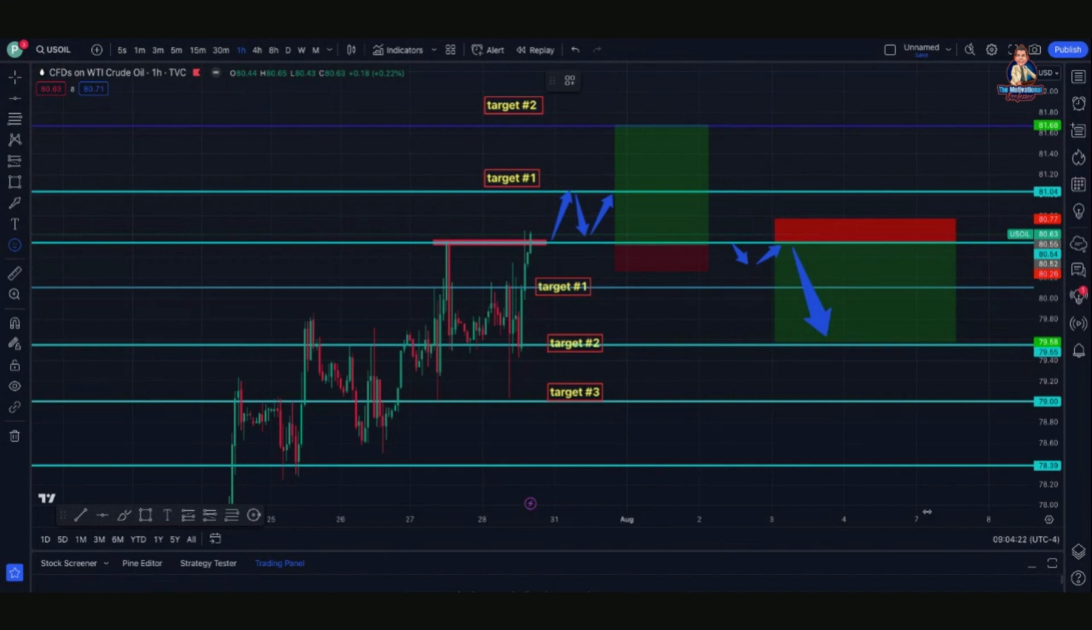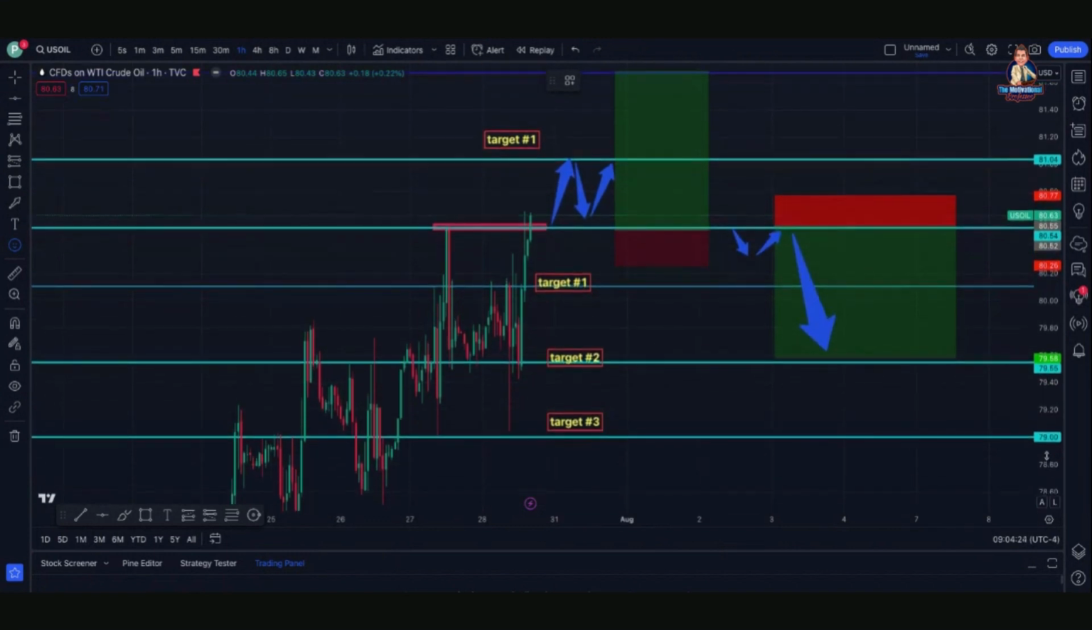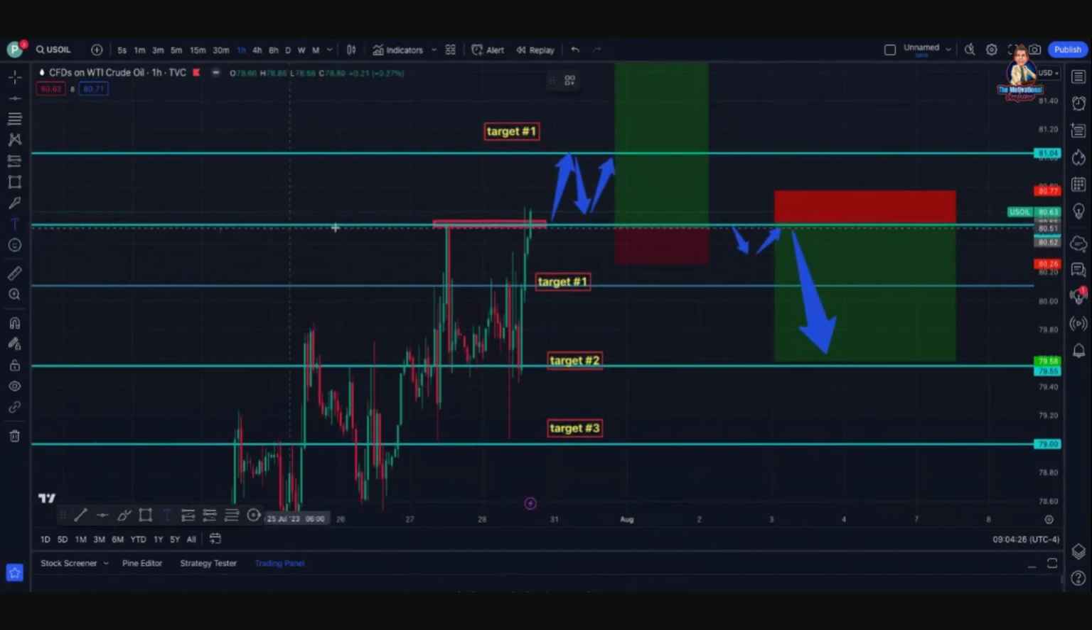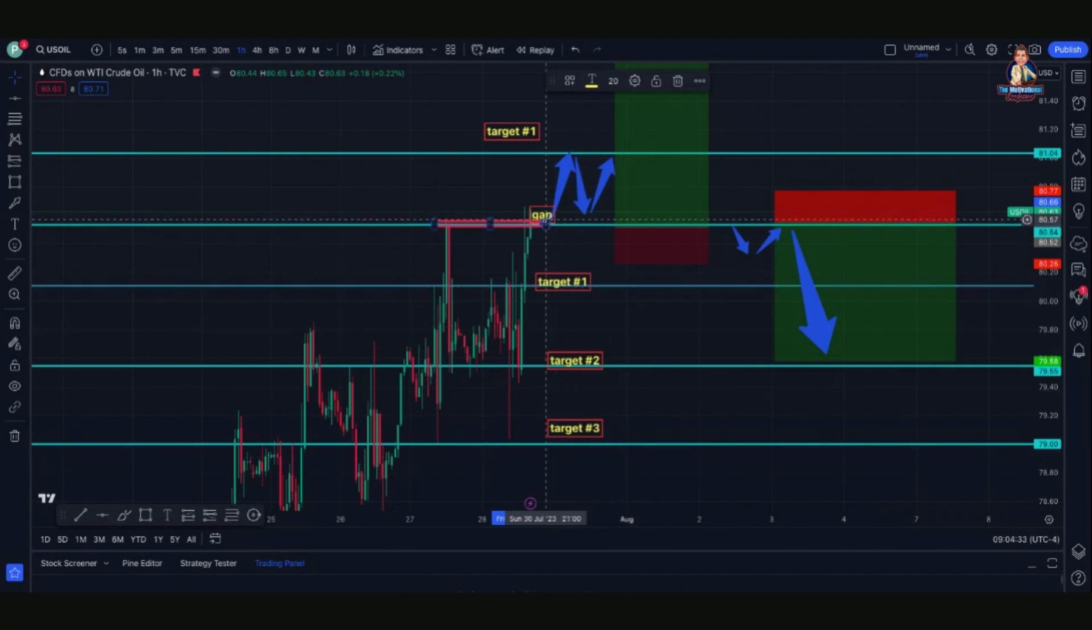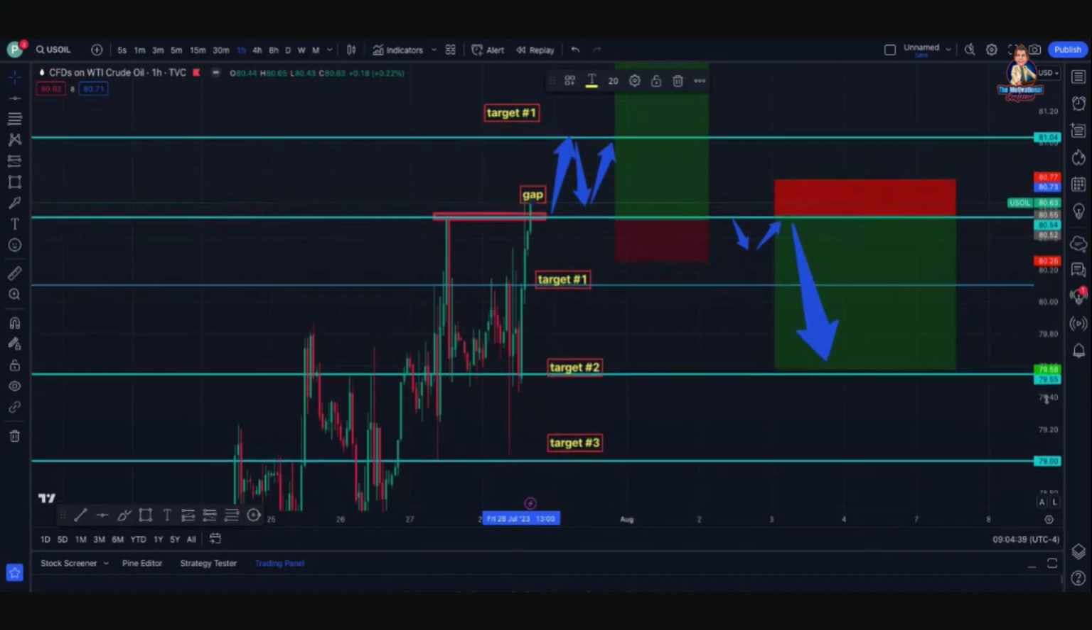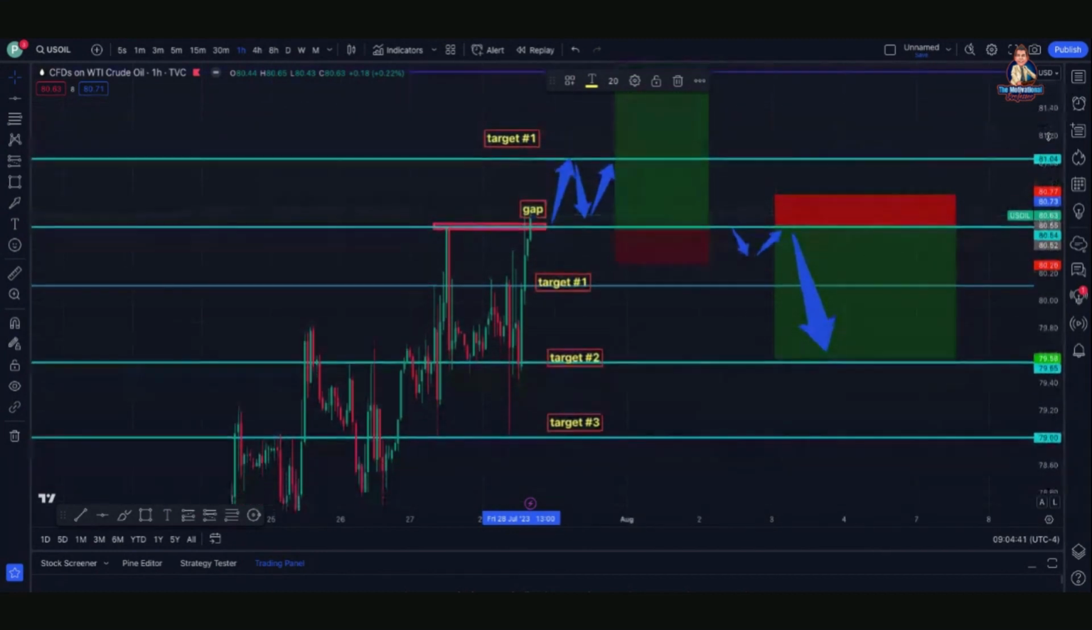Now, keep in mind, and we're going to kind of re-wrap this up here now, that this right here is going to be our gap, meaning that's where price closed. So price is going to have to open and close here right at the gap. And then, of course, usually price will close the gap, especially if it's a huge gap.